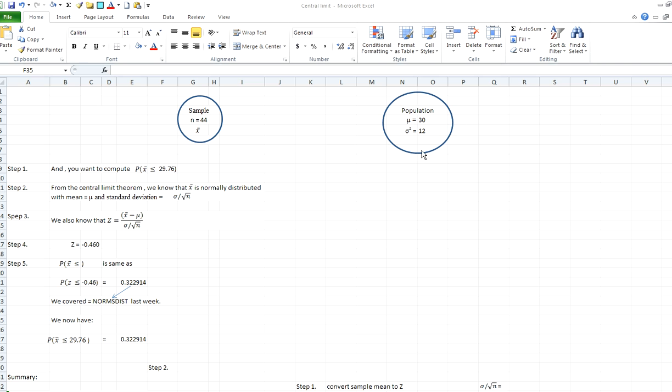So this big circle, suppose this is your population, and the only thing you know is that the population has a mean of 30 and a variance of 12. Now suppose you have taken a sample of size 44. That means you have 44 observations. The only thing the central limit theorem says is that the distribution of the sample mean x bar follows a normal distribution with a mean the same as the population mean and a standard deviation of sigma over square root of n. That's it.